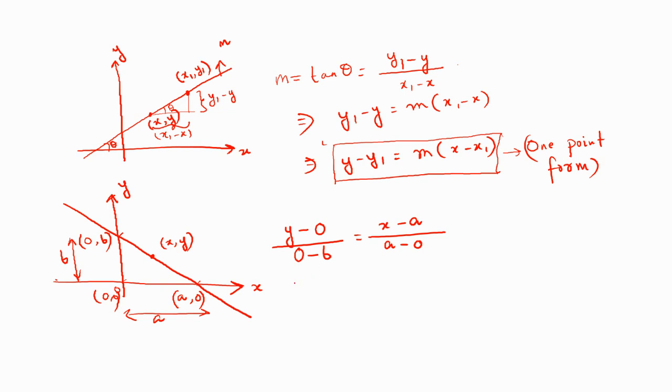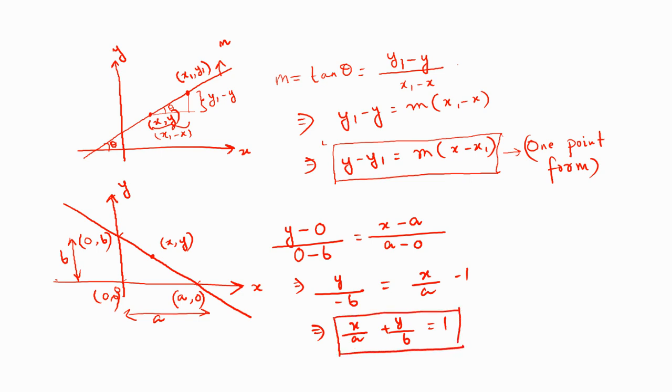So from here, if we just rearrange these numbers, we get x by a plus y by b equals 1. This is called the intercept form.